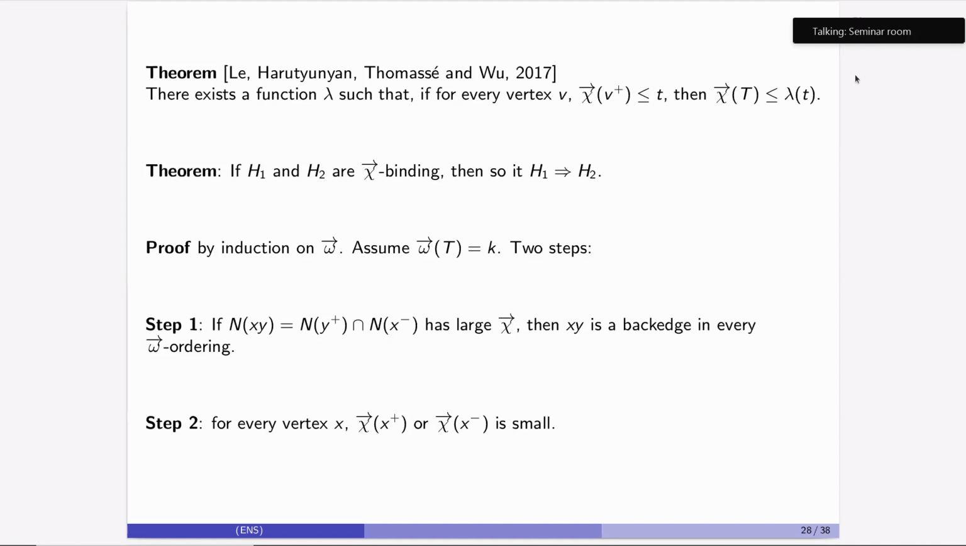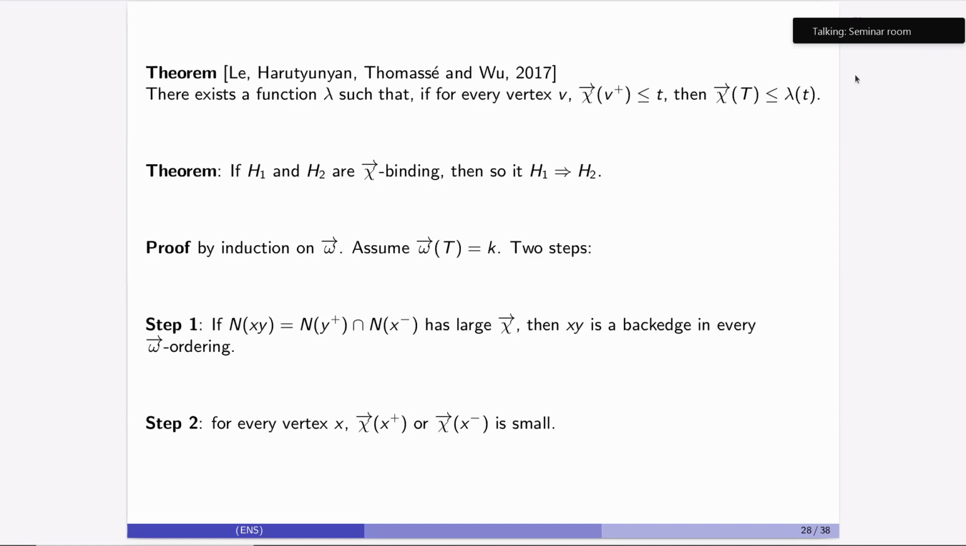For t equal 1, I think it's easy. When t equal 2, there was a 15-page-long proof by Seymour, Chudnovsky, I think Thomassé too. And then they came up with a 2-page proof, very, very elegant. So now to bound the dichromatic number of a tournament, it's enough to bound the out neighborhood of each vertex, or the in neighborhood. Then you partition in two sets and it's okay. So we want to prove this.